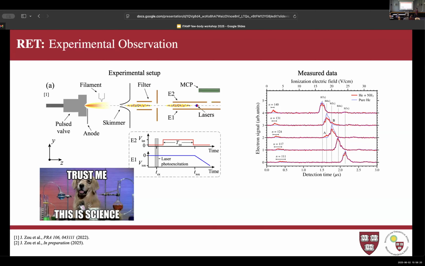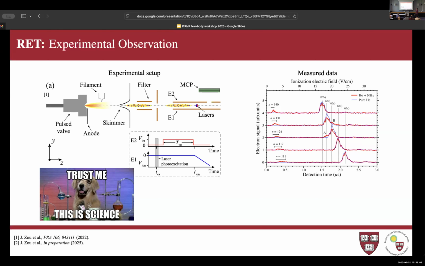And so what this plot is showing is that as a function of detection time, there's an electronic signal of the Rydberg atoms as they're ionized by an electric field. Maybe this is a little hard to see, but there's a very faint blue solid curve that's thin in its line shape. You can see that if it's just pure helium through this beam experiment, only specific Rydberg levels are excited. So there are only peaks at the expected Rydberg excitation levels due to the laser excitation of these Rydberg atoms.